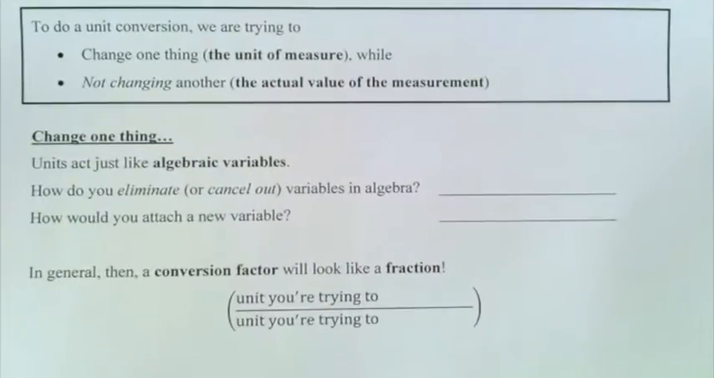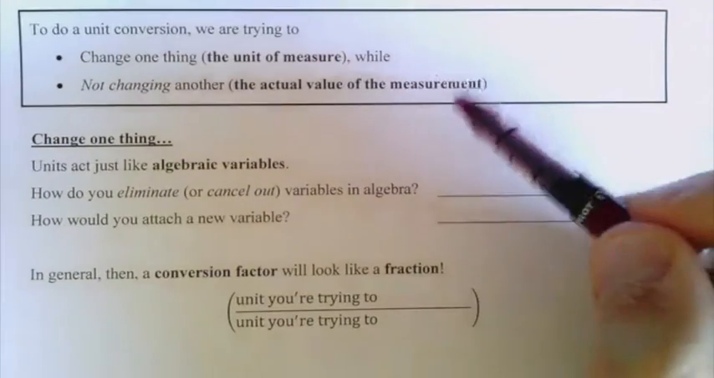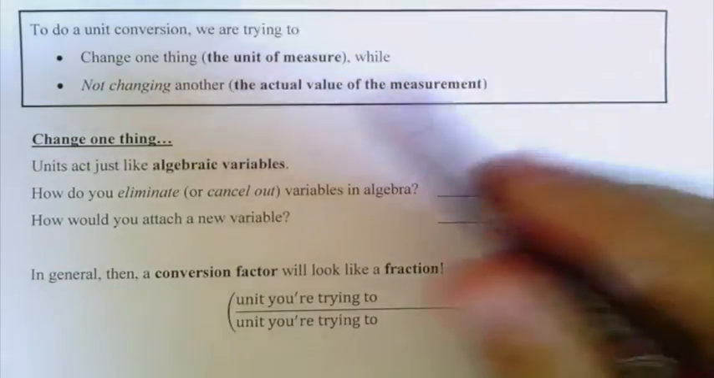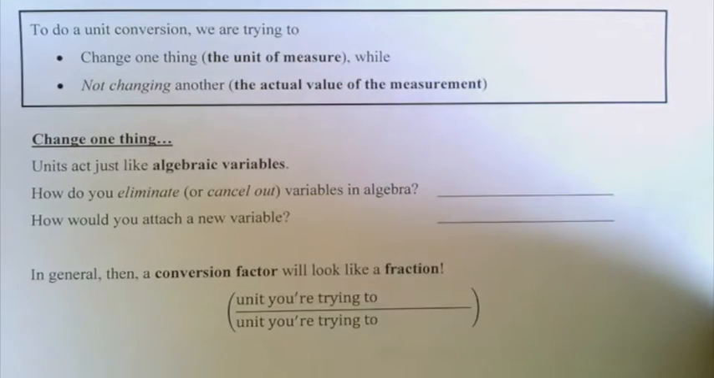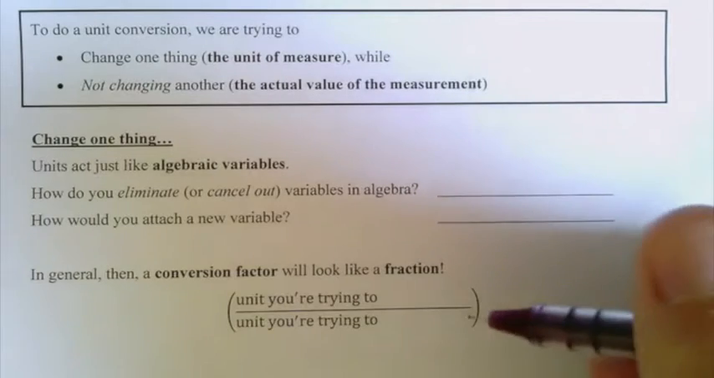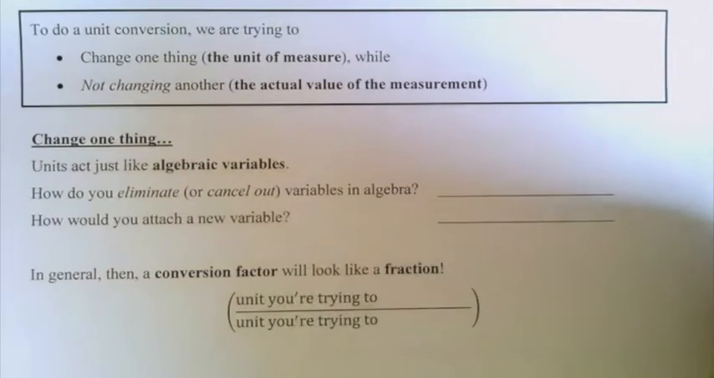And our goal is to create conversion factors that do two things for us. Number one, we want them to get us into the unit we're aiming for. Number two, we want them not to change how big the measurement itself was. That's the plan. Let's see how we do it. As we said, the goal here is to change one thing while not changing another. We want to make sure the unit changes to what we're after, but that the actual value of the measurement does not.